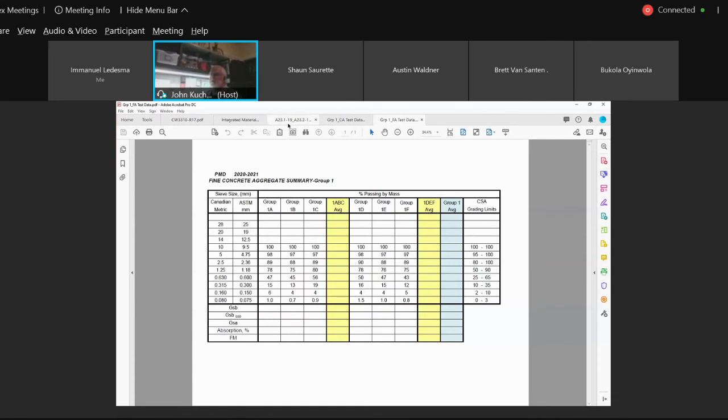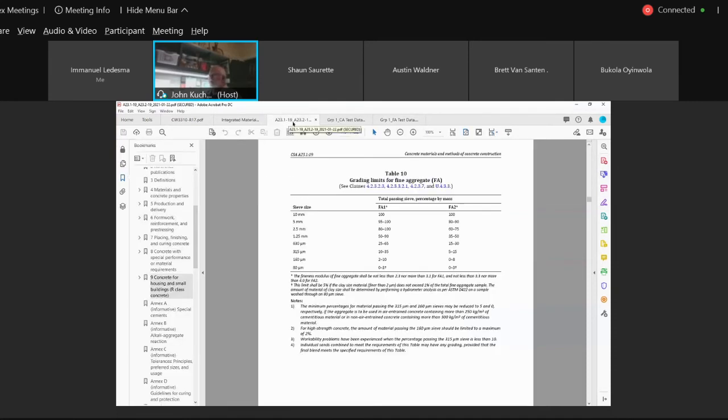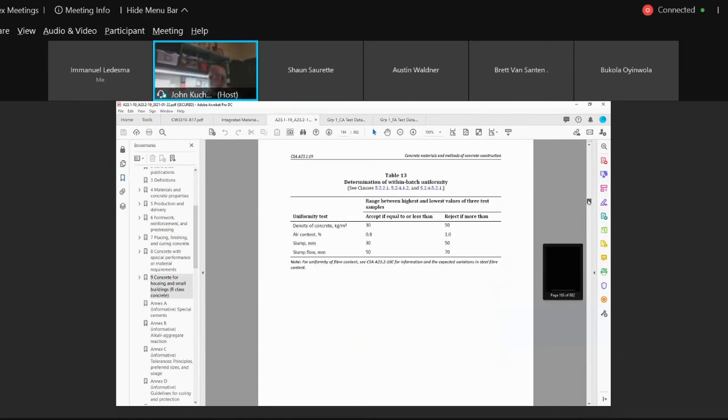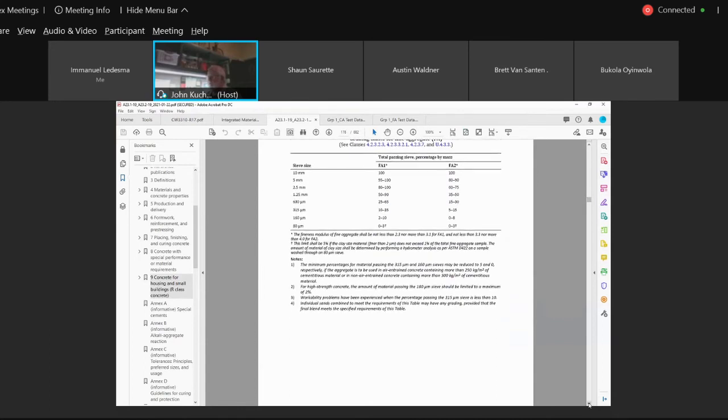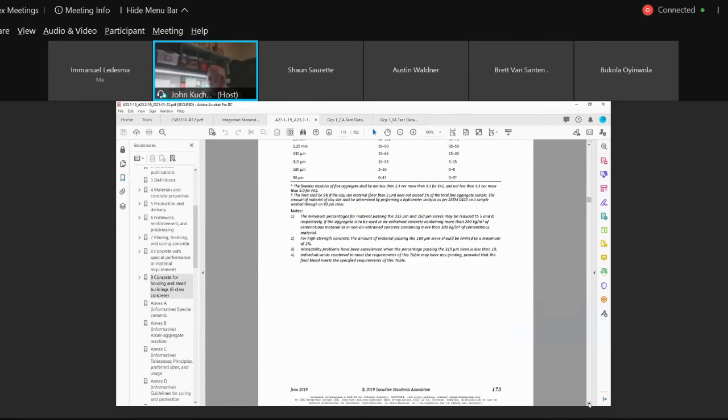And we'll go to CSA here right away, you'll see it. So these are the grading limits. So if I go into the CSA standards, I refer to tables. Okay, I'll pull these out. Now, this is from table 10. I have my tables mixed up, but the fine grading limits, you'll see, is in the CSA standard. And let's see. Just trying to get it, and you'll find it on page 173, okay?